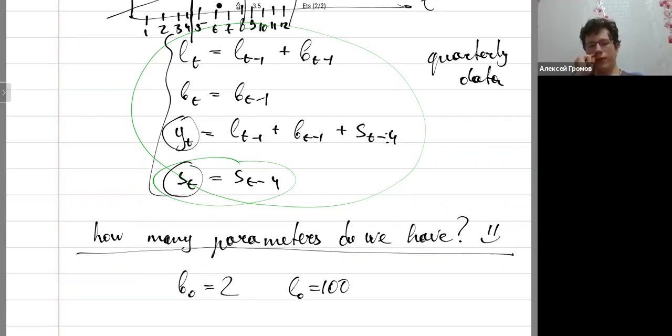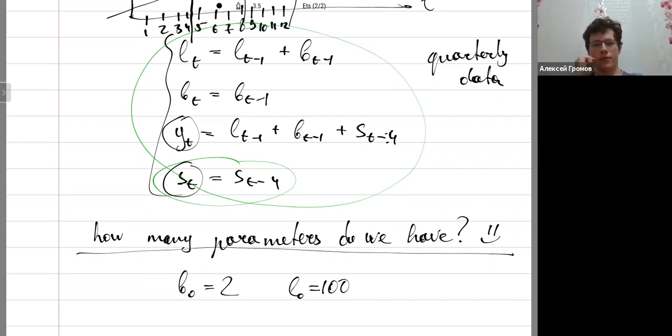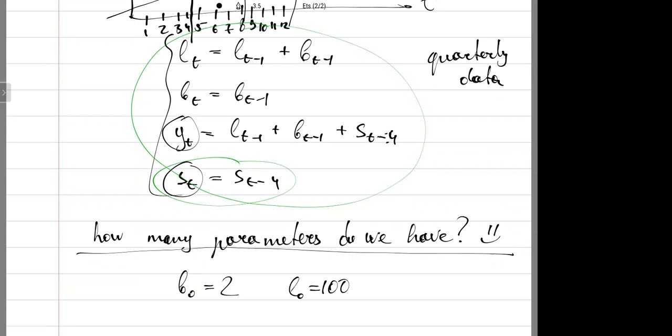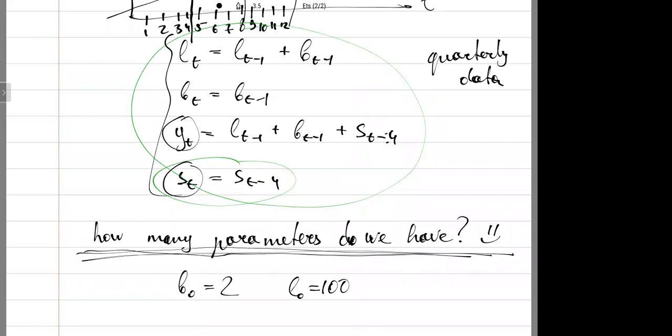No, we need each of the seasonal effects. Yeah. What else do you need? Each of the seasonal effects. So my question remains: how many of them, how many parameters do we have? 4. Almost 4. You are almost right.